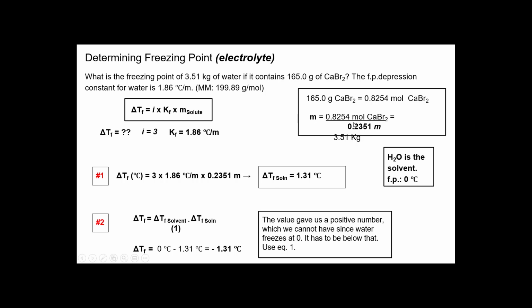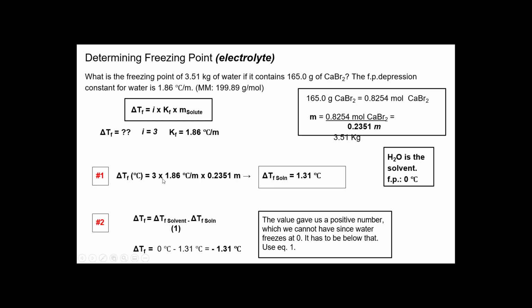The molality of this is 0.8254 moles, and we're given the solvent. So this actually goes here. This is our answer in bold. So the molality for the solution is 0.2351 molality. Okay. So now let's plug it into the problem.